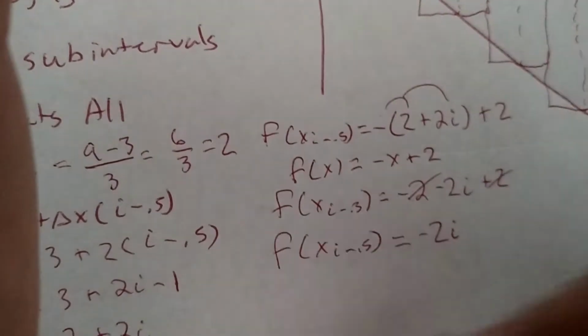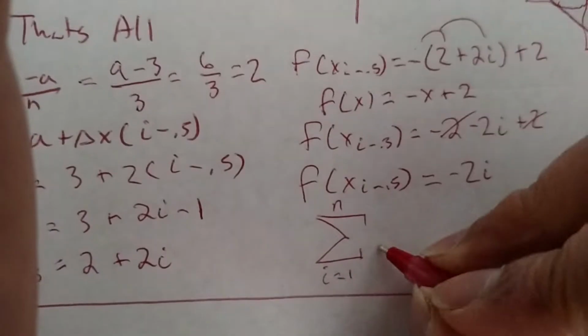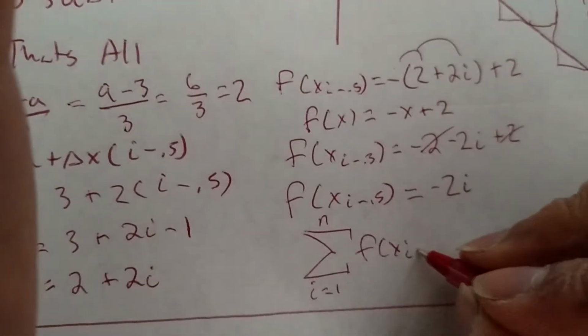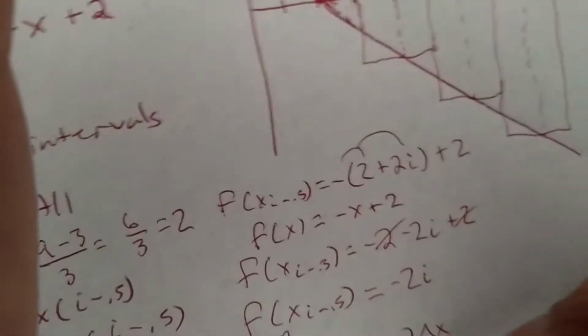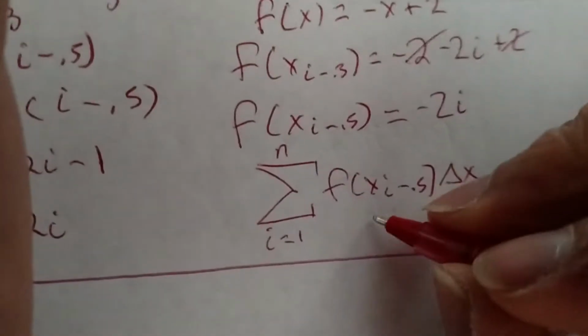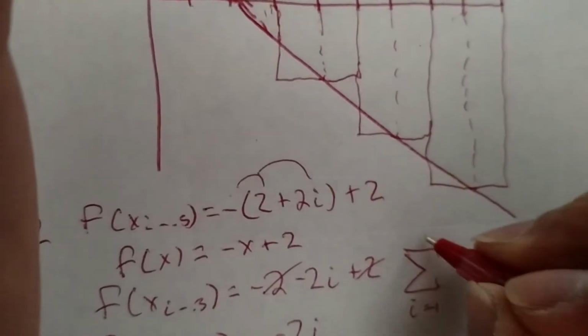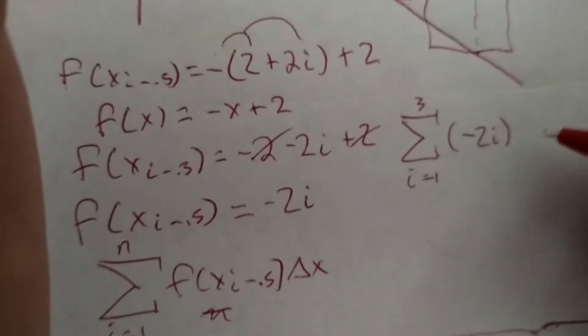Okay, negative 2i. I'm going to write the whole formula like I always do. Uh-oh, low battery. Hopefully I can finish. Minus 0.5, times delta x, that's the formula. I'm going to write really tiny, so I apologize, I'm just running out of room. I'll write it up here. It's actually going to be a summation. We're adding 3 things. The formula is negative 2i that we plug in, and the delta x was 2.